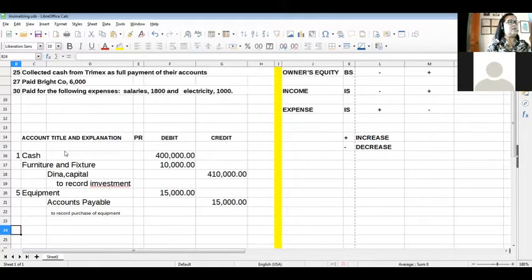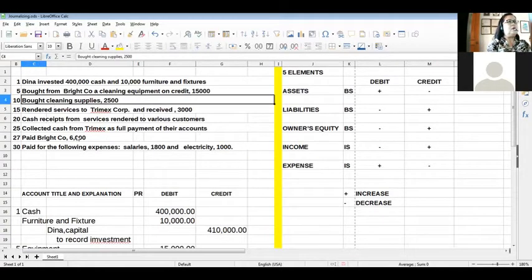Okay, next. Another transaction. Bought cleaning supplies, 2,500. Okay. Pag ganito ang transaction, wala siyang sinabing paid cash, at wala rin siyang sinabing on account, that means, bumili siya ng supplies na nagbayad siya ng cash. Understood yun. Pag walang minimension na on account, that means it was bought in cash. Okay? So, bumili siya ng cleaning supplies na nagkakahalaga ng 2,500.